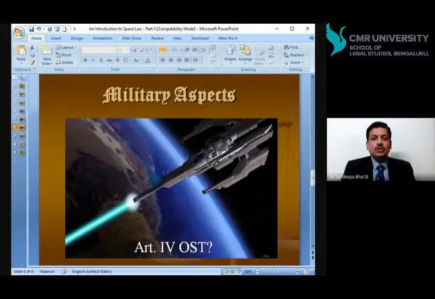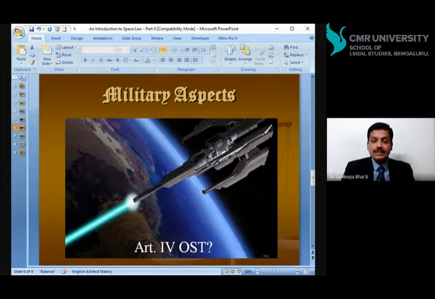Next issue is the military aspects in the outer space. Since the beginning of the space age, it was very clear that the outer space is going to be used for some military advantage. Both the United States and the USSR invested heavily for the purpose of the development of the space technology in the Cold War region, especially because they wanted to use the outer space for military advantage. And this was known to the international community.